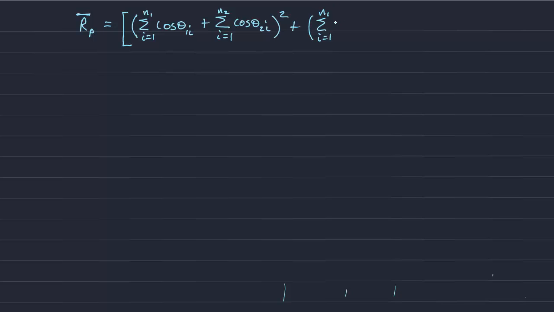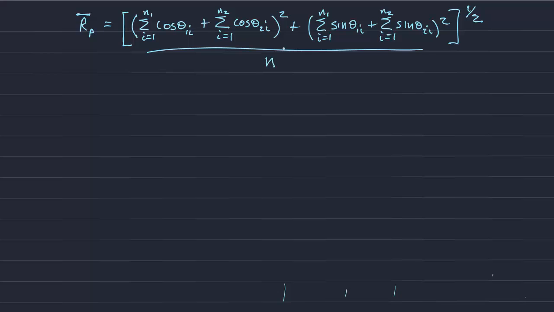So the sum of all the sines of the angles from sample 1 plus the sum of all the sines of the angles from sample 2, and we square that. And again, that's all the square root. And then we have to divide by n. So n1 is the size of sample 1, n2 is the size of sample 2, and n is equal to n1 plus n2.